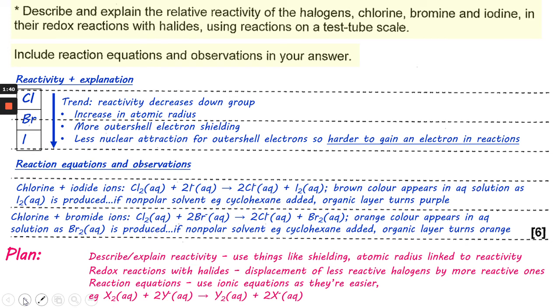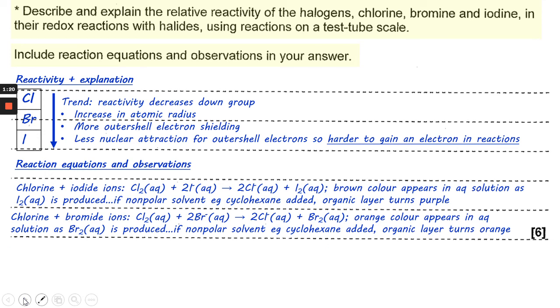For chlorine and bromide ions, similar idea, except this time the orange colour of bromine appears in aqueous solution as Br2 is produced, displaced out of the bromide ion solution. And if a non-polar solvent is added here, the organic layer will also turn orange. So making a bit of space at the bottom.